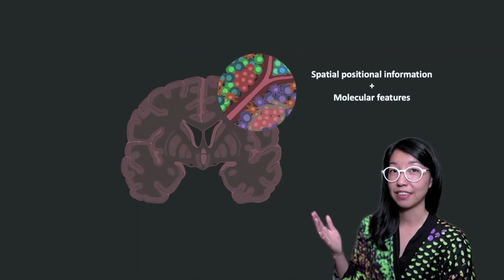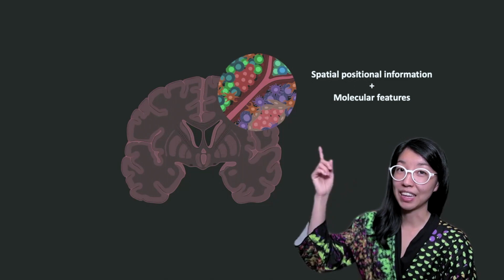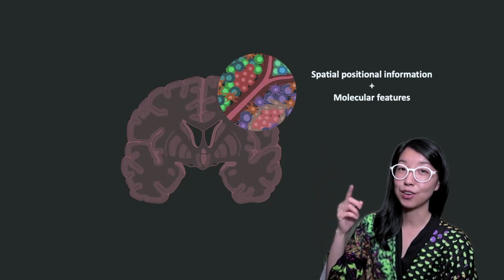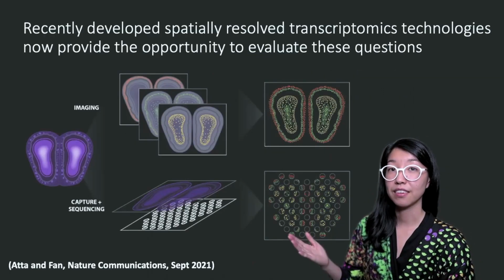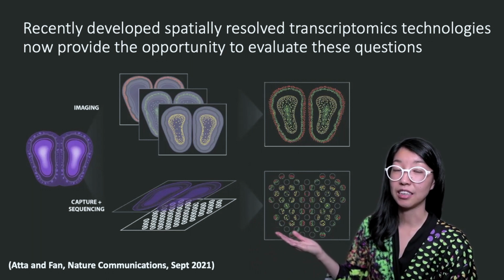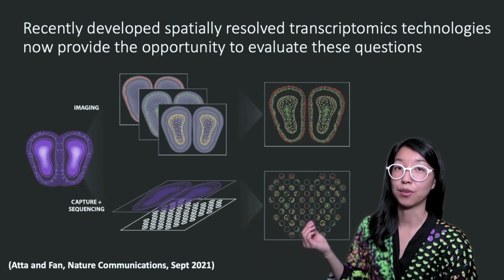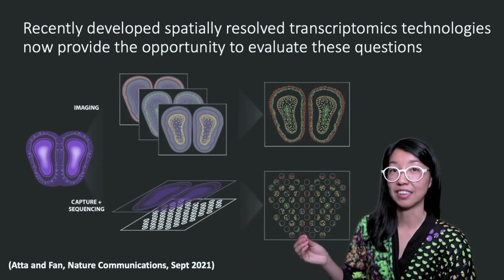In order to address these interesting biological questions, it becomes very helpful if we could make precise quantitative measurements regarding the molecular features of cells within the tissue while preserving their spatial organizational information. Recently developed spatially resolved transcriptomics technologies now provide us with an opportunity to begin addressing these questions by providing us with the tools to make these large-scale, high-throughput gene expression measurements of cells or small groups of cells within tissues while preserving their spatial organization.